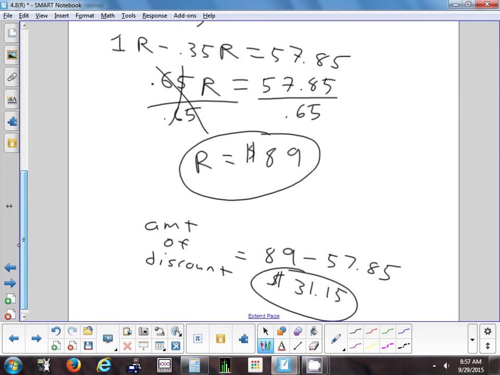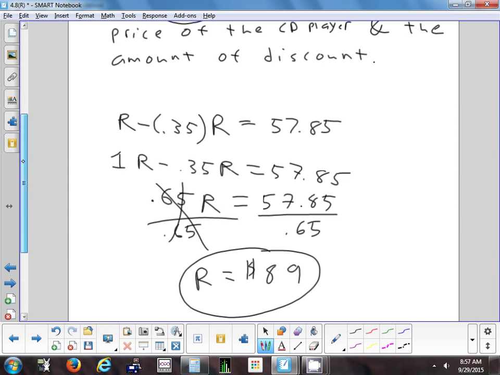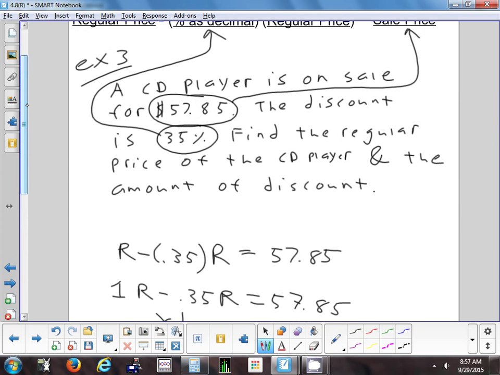Okay, sometimes people miss that last part. Hey, you guys got it, because the one on the homework tonight is going to ask you to do the same thing. You have to find the price and also the amount of discount. How much you saved. Yeah, so there were two things in there. Okay, any questions on the third type? All right, you guys ready for the last type? One more, and then we're done.